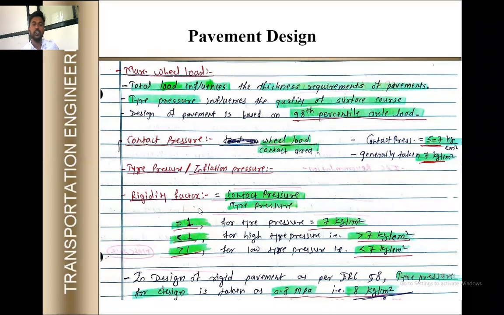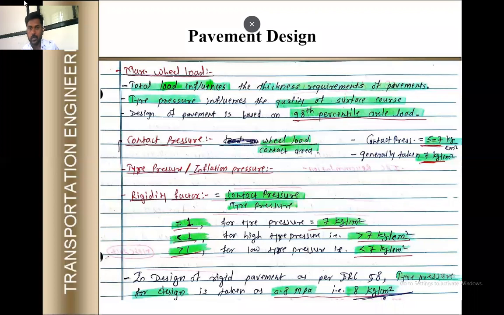Then what is the rigidity factor? Rigidity factor is nothing but the contact pressure divided by the tire pressure. What is meant by the rigidity factor? It is contact pressure divided by tire pressure. And if it is equal to 1, what does it indicate? The tire pressure is equal to the contact pressure.